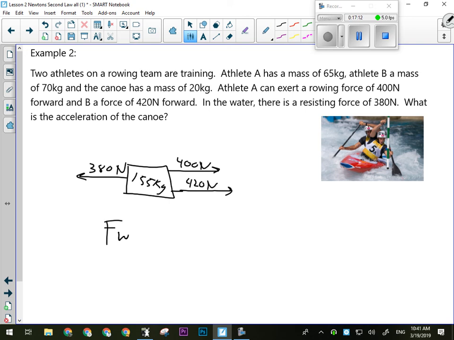Okay, F net. Okay, vector sum of all forces, 400 plus 420 minus 380, 440 newtons forward. Okay, because forward was the direction we were given. All right, so there's our net force.